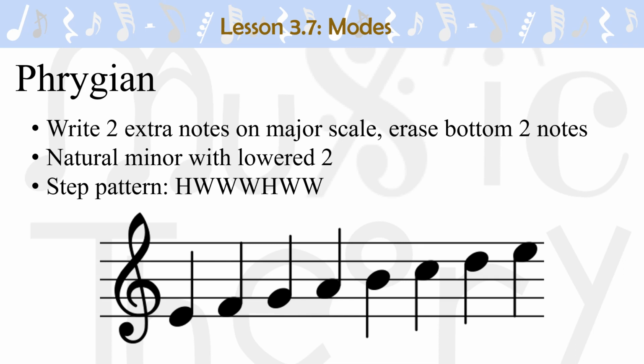The second way is to take natural minor and lower scale degree 2 by a half step. The last way is using its own step pattern: half, whole, whole, whole, half, whole, whole. All 3 methods will lead to the same result.